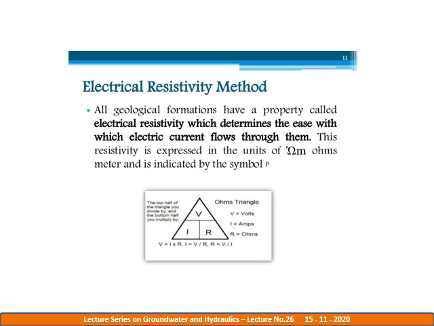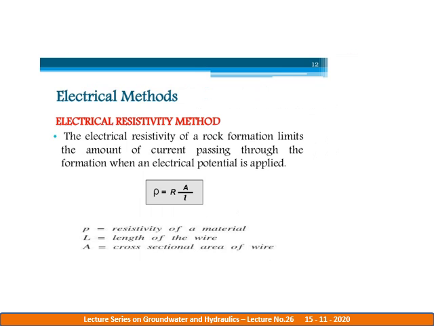Electrical resistivity method. All geological formations have a property called electrical resistivity, which determines the ease with which electric current flows through them. This resistivity is expressed in the unit of ohm meter and indicated by the symbol ρ. The electrical resistivity of a rock formation limits the amount of current passing through the formation when an electrical potential is applied.